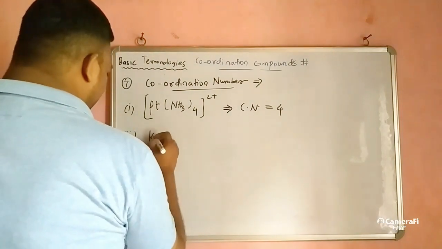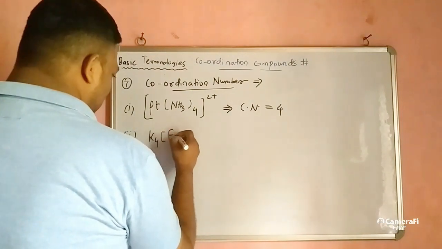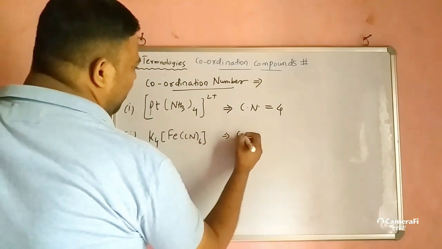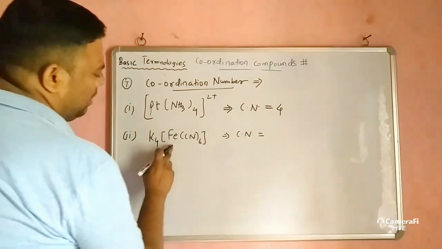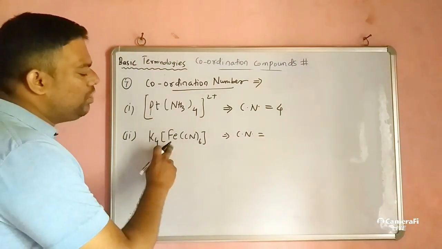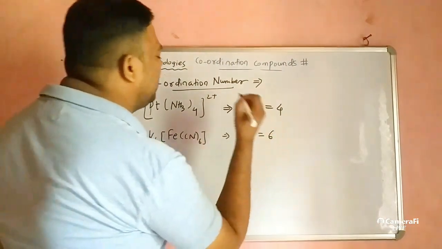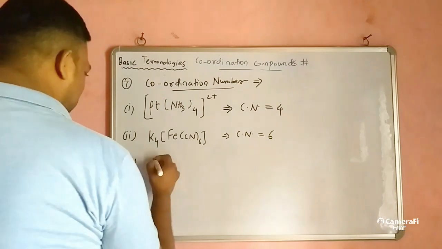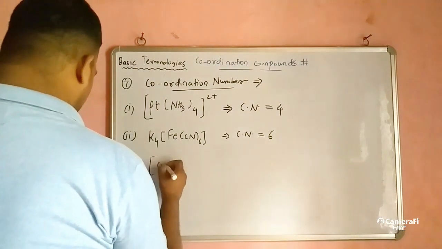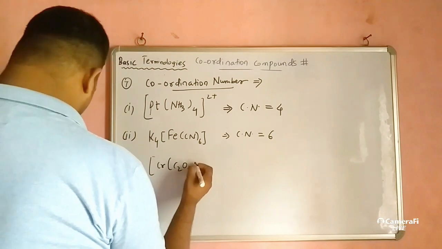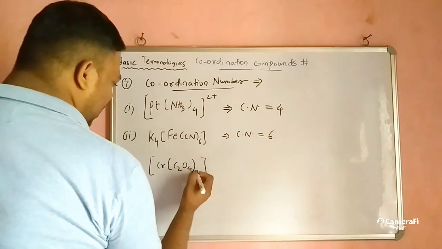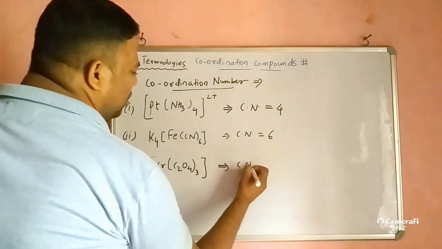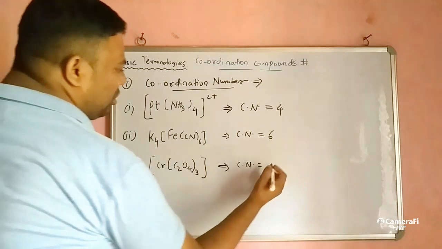Suppose you consider a second example, so you can write a second example also. Here K4[Fe(CN)6]. So what is the coordination number? How many ligands are directly attached to this central metal atom? 6, understood? Third, we can write like this, [Cr(C2O4)3]. So what is the coordination number here? The coordination number here is 6.